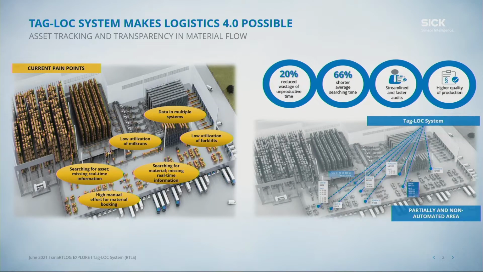The Tag-LOC system also gives you additional benefits, which are correlated with cutting unproductive time by roughly 20%, and cutting the average search time from most likely 45 minutes to 15 minutes. So that's a drop of 66%. When all data is in the system, so digitalized, the audits themselves are streamlined and easy to do. Also, the production quality is increased due to having real-time information and being able to act when unpredictable errors occur in real time. So basically you have just-in-time solution capability.